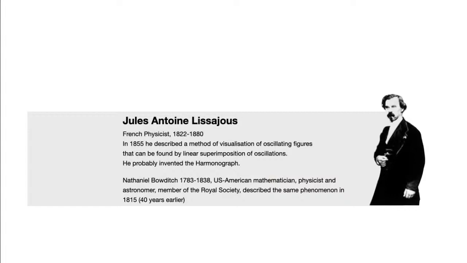As you saw already, the rhythmograms are basically Lissajous figures. So let's talk a little bit about Jules Antoine Lissajous, French physicist, 1822 to 1880. He was the one who developed these later called Lissajous figures to measure the relation of two frequencies, and probably invented the harmonograph, which we will see in a moment. History is not fair, but there was a US-American mathematician, physicist, and astronomer, Nathaniel Bowditch, who described the same phenomenon about 40 years earlier, but Lissajous is the one we remember today.